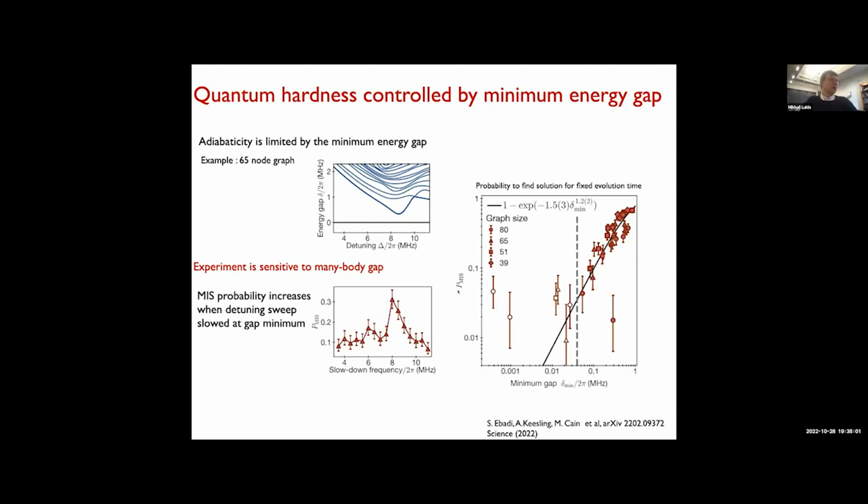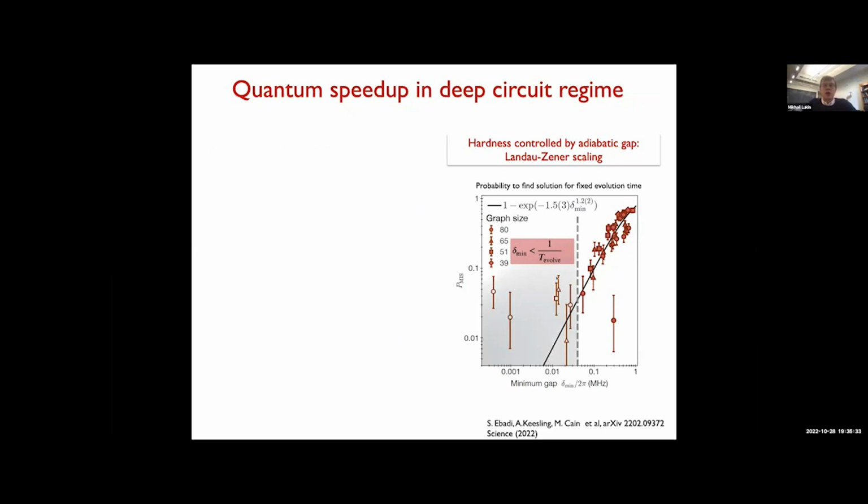Moreover, we can also look at the probability to find the maximum independent set as a function of the minimum gap. And what we see is that for many points, we have this near perfect Landau-Zener scaling, which is really an indication that the hardness is controlled by the adiabatic gap. But again, this happens for many instances, but not all. There are some instances where this probability is not correlated at all with the minimum gap. And it turns out these are the instances where our circuit was not sufficiently deep, so we are exceeding the speed limit for these instances.